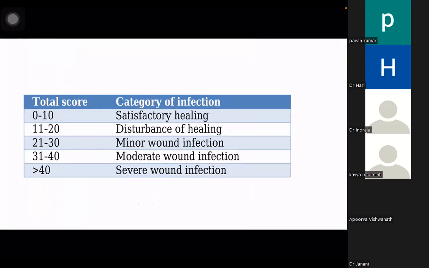If the score is 0 to 10, it is satisfactory healing, and 11 to 20, there is a disturbance in the healing. If it is 21 to 30, there is a minor wound infection. If it is 30 to 40, there is a moderate wound infection. And if it is greater than 40, it is a severe wound infection. Based on this, we change our antibiotics and our treatment. Okay. Now you made some sense.